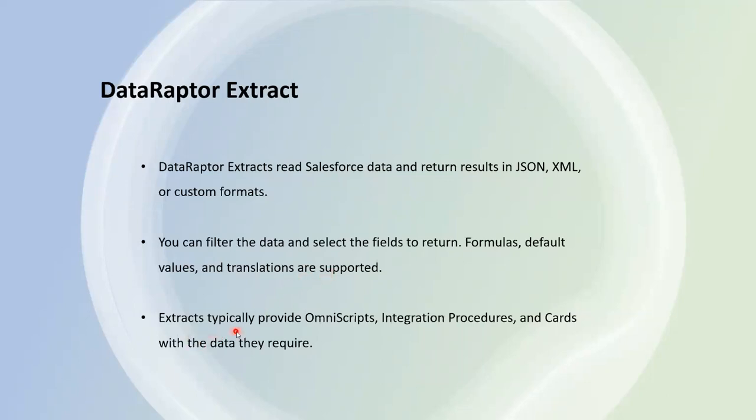What Extract typically does is provide, as I said, input to the OmniScript, integration procedures, and cards when the data is required. This is important. It will provide data only when it is required. Every time it will not provide. That means on a conditional basis it will fetch the data. When data is needed, it will fetch; otherwise it will not fetch. How to add those conditions, that also we are going to see.